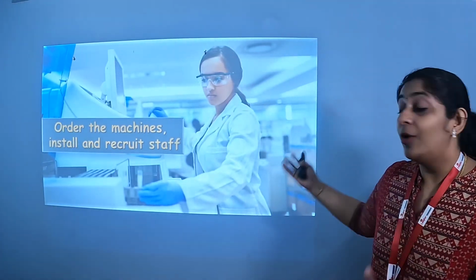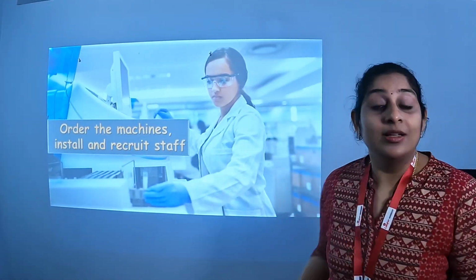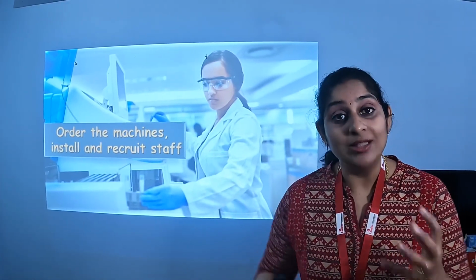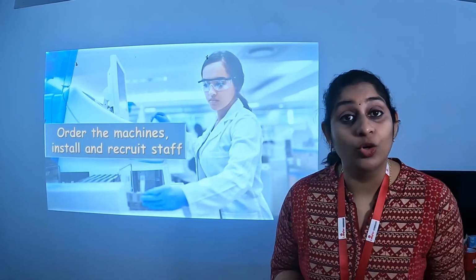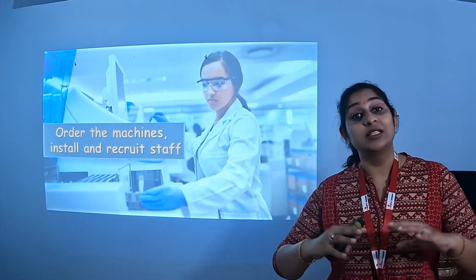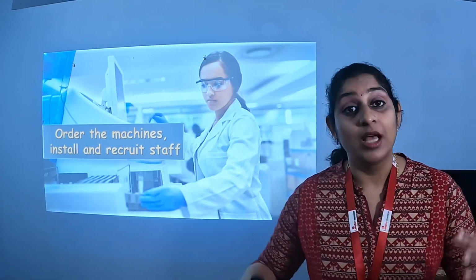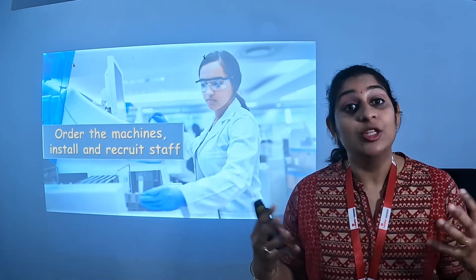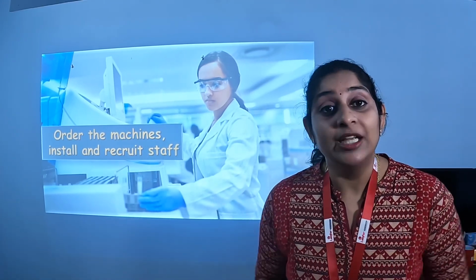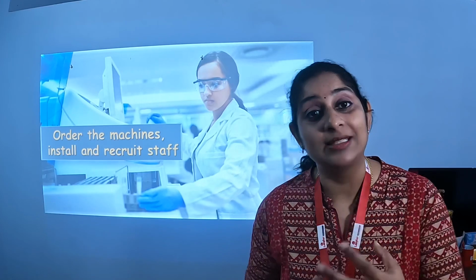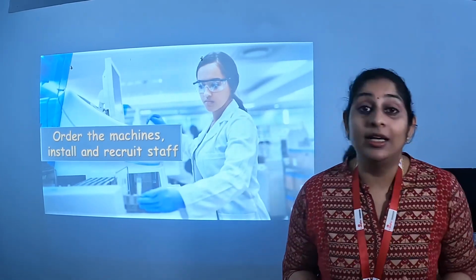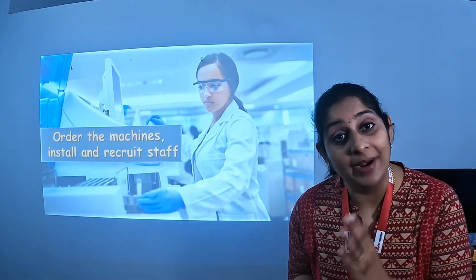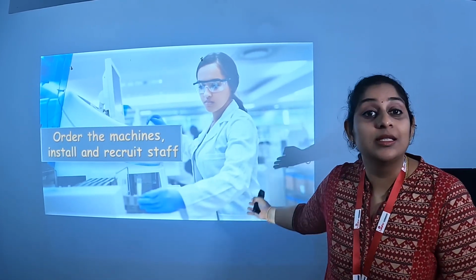Now comes the fifth or the sixth important step, that is ordering the machine. Once you know what type of services you're going to give, you need to know who the service providers are, what machine companies are available, and what combinations of machines they have, so that you can procure in combinations and give the best diagnostic services from your laboratory. So selecting the right machine at the right price plays an important role, and this is that step.